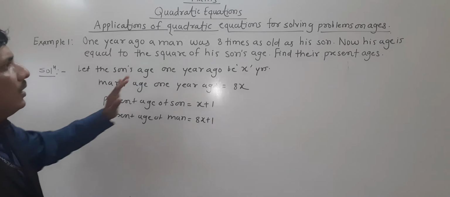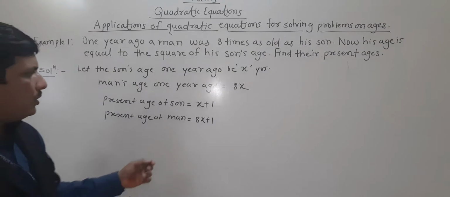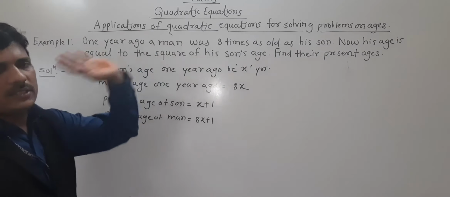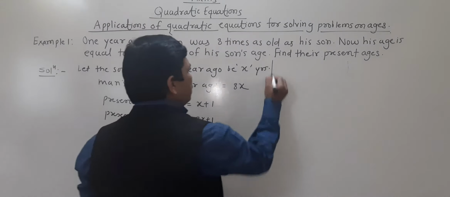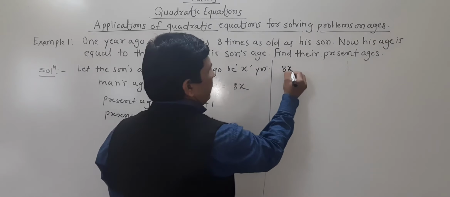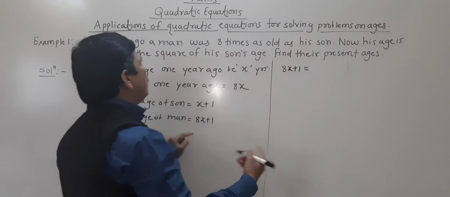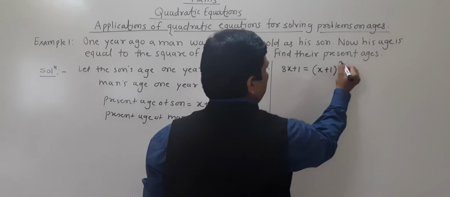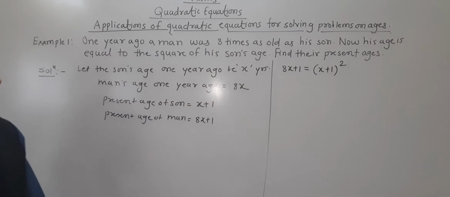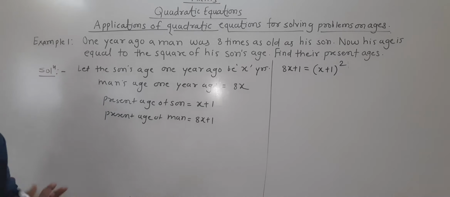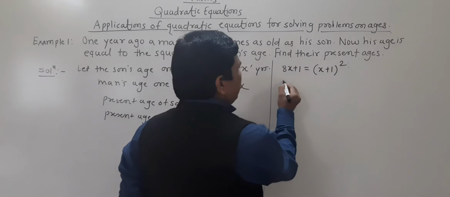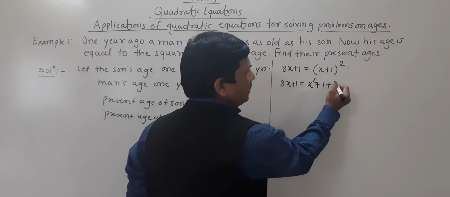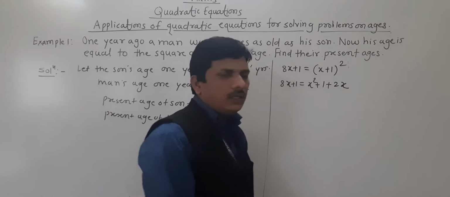Now what is given? His age, meaning the man's age, is equal to the square of his son's age. How can we write this equation? The man's age 8x plus 1 is equal to the square of his son's age, and the son's age is x plus 1, its square. So this is the required equation. Now 8x plus 1 is equal to x square plus 1 plus 2x.